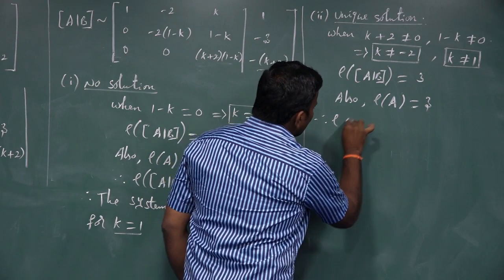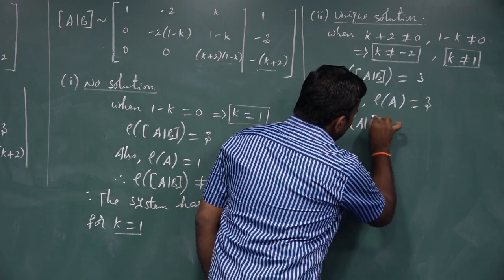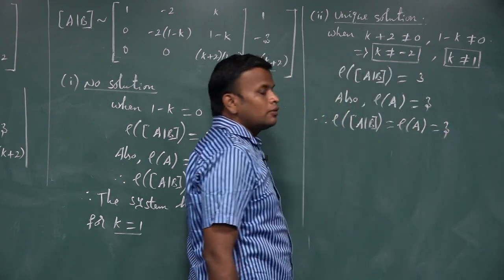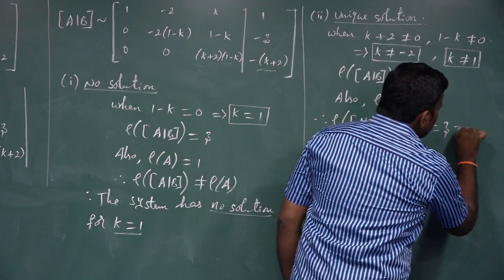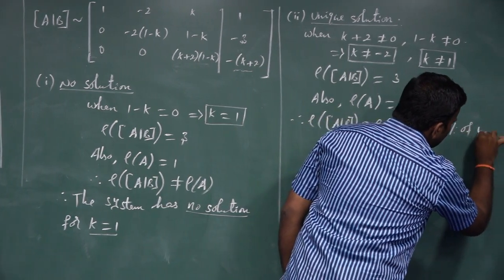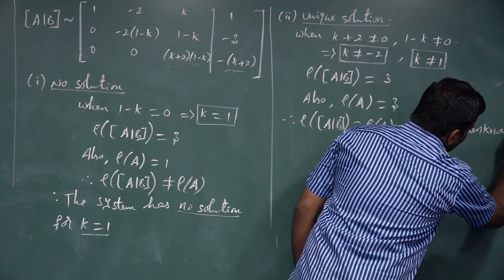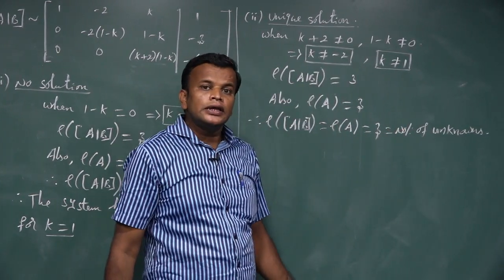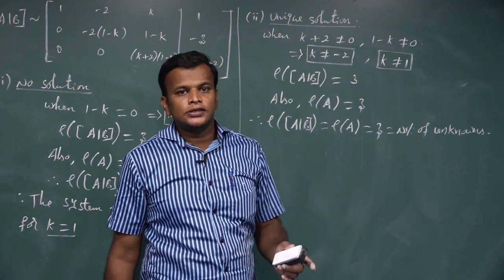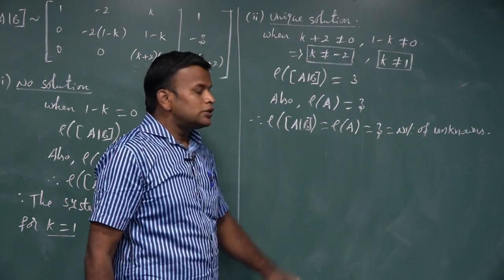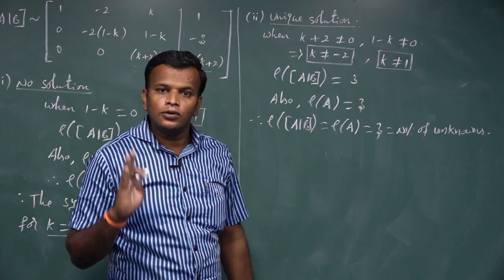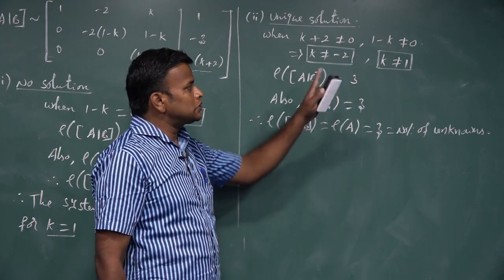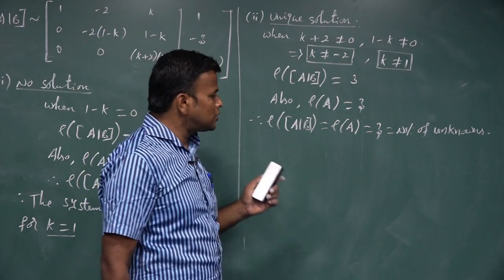Therefore, rank of A by B is equal to rank of A. Both the ranks are equal to 3. It should be equal to the given number of unknowns. Both the ranks should be equal to 3, where 3 is the given number of unknowns, that is x, y, z. Both the ranks should be equal to 3. Therefore, the system has unique solution. Okay. For the value of K not equal to minus 2 and the value of K not equal to 1, we must write the conclusion.